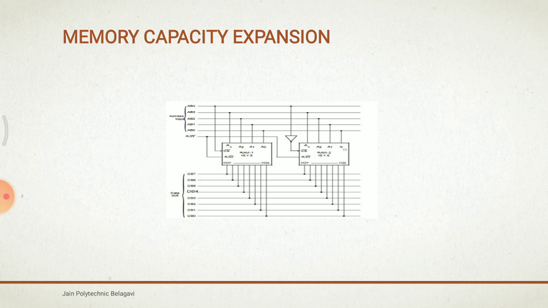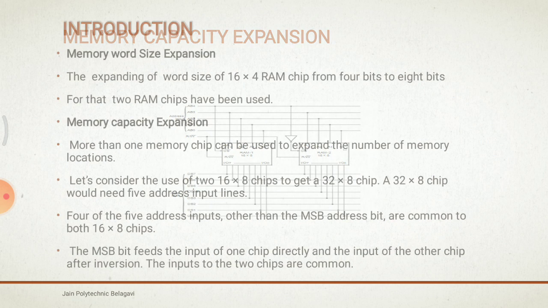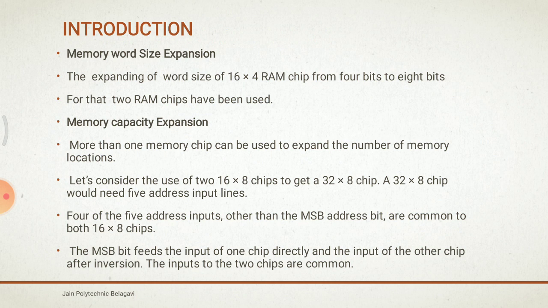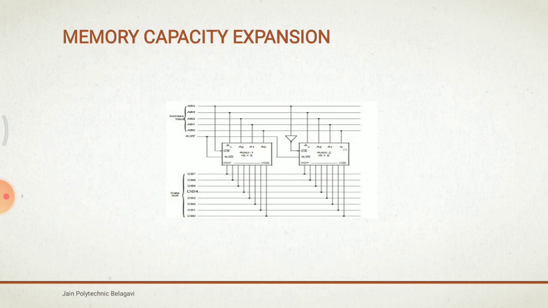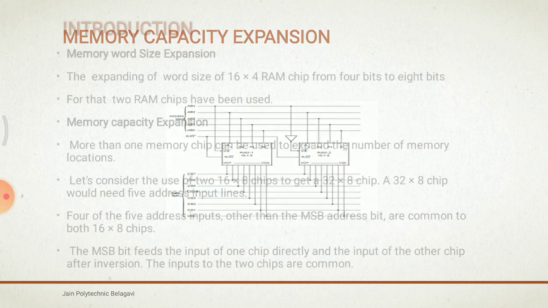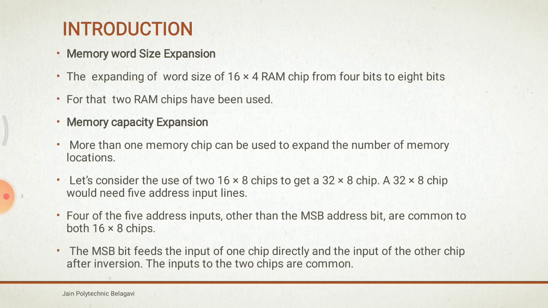The address inputs to the two chips are common. The memory locations corresponding to the various address inputs store the 4 higher order bits in case of RAM 1 and the 4 lower order bits in case of RAM 2. So each of the RAM chips stores half of the word. Since address inputs are common, the same location in each chip is accessed at that time. Okay, so next, memory capacity expansion.